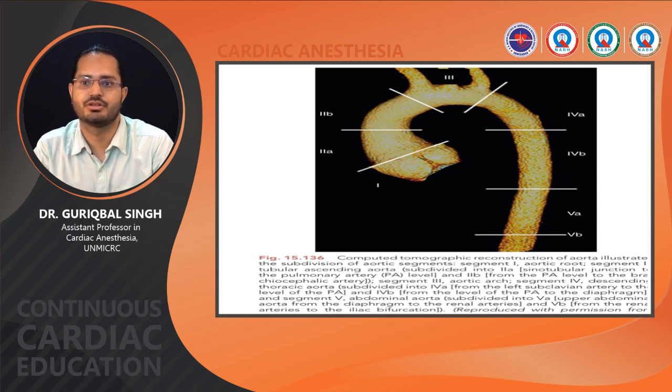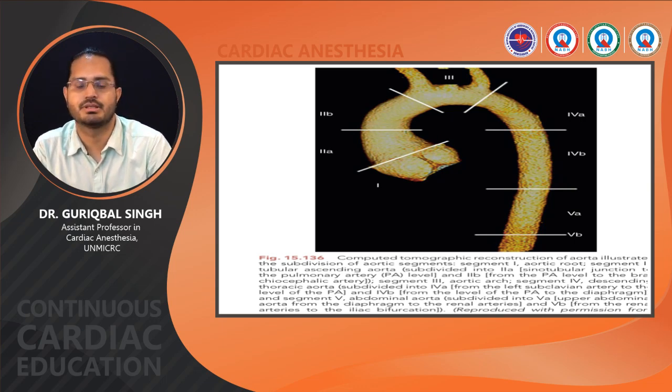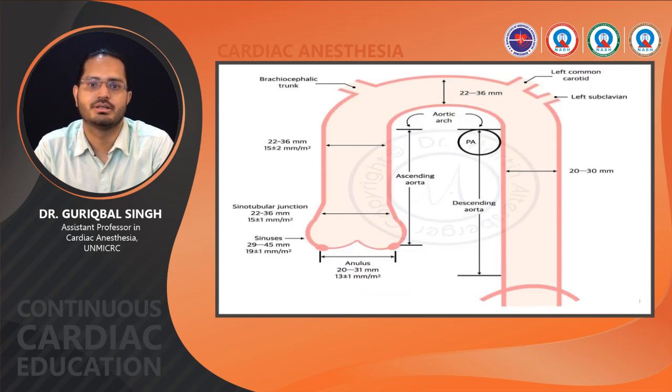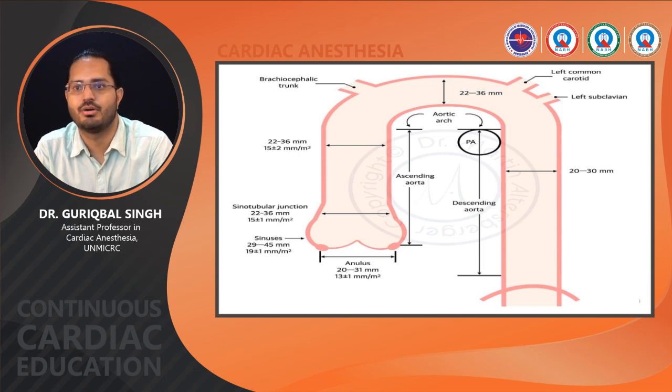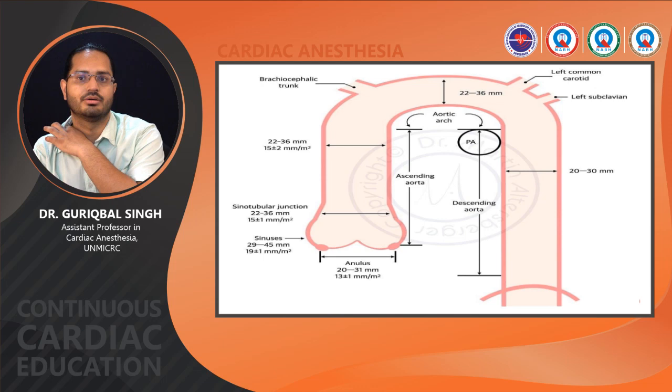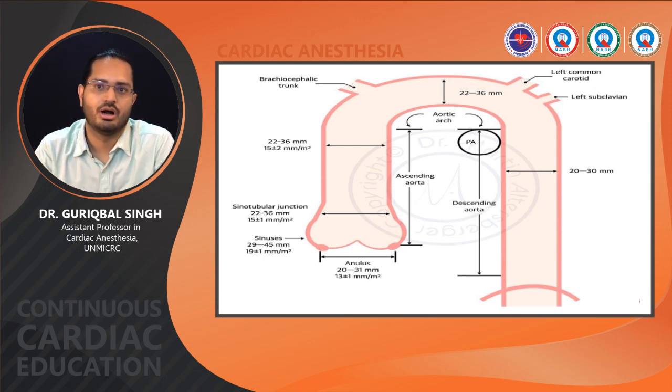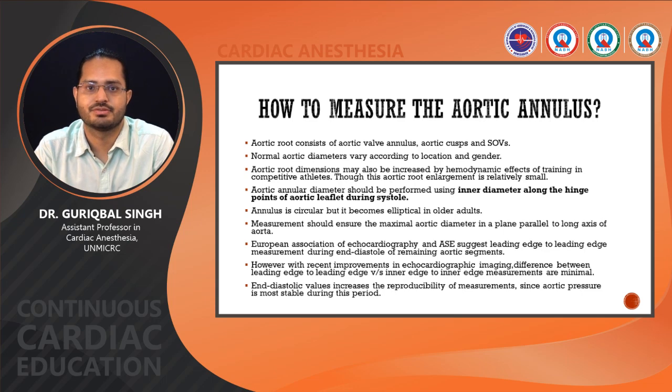These are the various subdivisions of the aorta done in CT, views obtained by CT from 1, 2A, 2B, 3, 4A, 4B, 5A and 5B. So here is the aorta showing the aortic valve annulus, then sinuses, sinotubular junction, brachiocephalic trunk, aortic arch, left common carotid, left subclavian, then the descending aorta, and it also gives the normal sizes of various parameters like annulus, sinuses, STJ, arch. So how to measure the aortic annulus is very important.